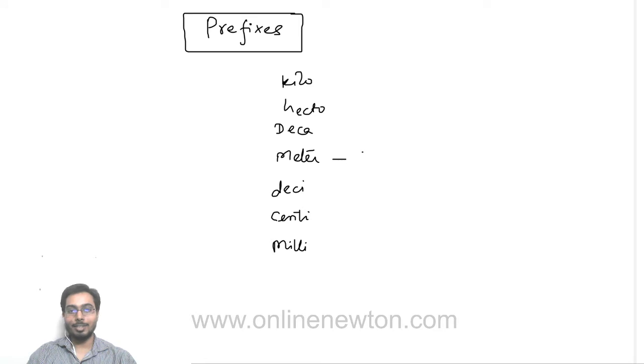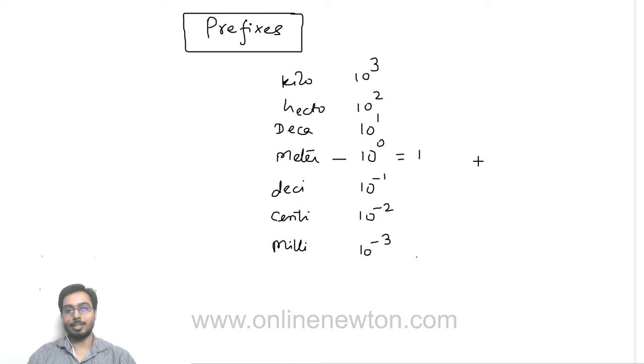This meter is basically 10 raised to 0, which is as good as 1. Okay. This one is 10 raised to minus 1. This is 10 raised to minus 2. This is 10 raised to minus 3. Similarly, this is 10 raised to plus 1. This is 10 raised to plus 2. This is 10 raised to plus 3. That's it. Very simple to remember. Okay. Milli, centi, deci, meter, deca, hecto, kilometer. That's it. Simple, very straightforward.